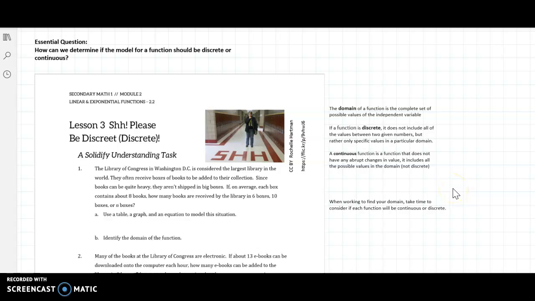Today we're taking a look at task 3. Please be discreet. This is a solidify understanding task. The essential question for this task is, how can we determine if the model for a function should be discrete or continuous? When working through these problems, remember our new vocabulary: domain, discrete, and continuous.